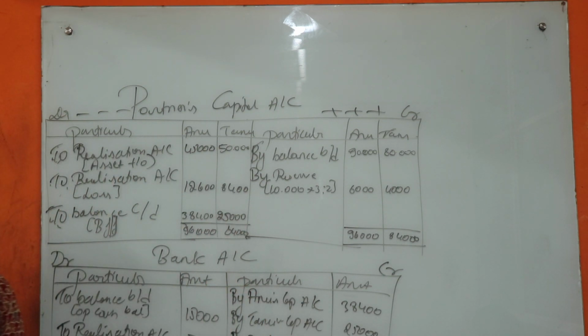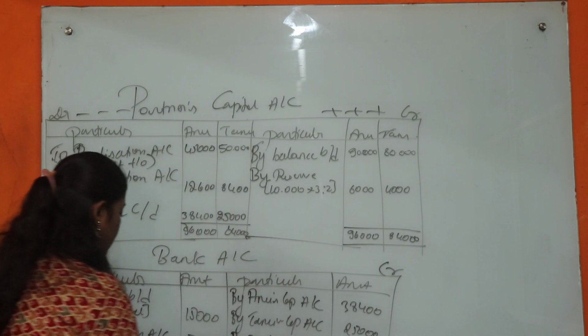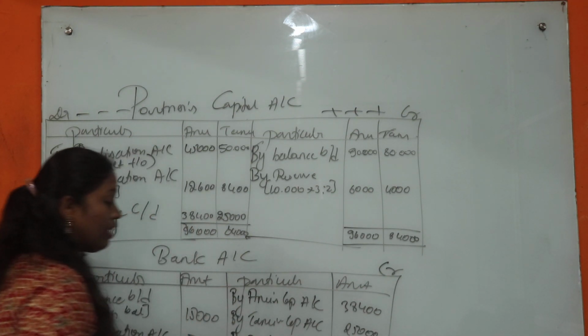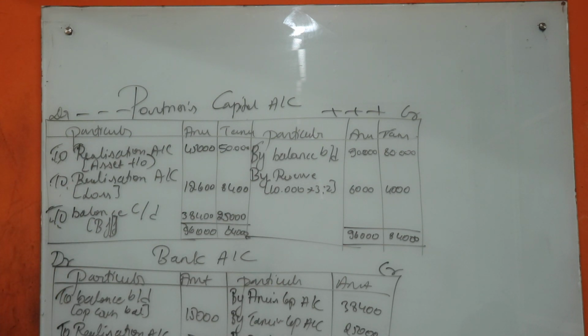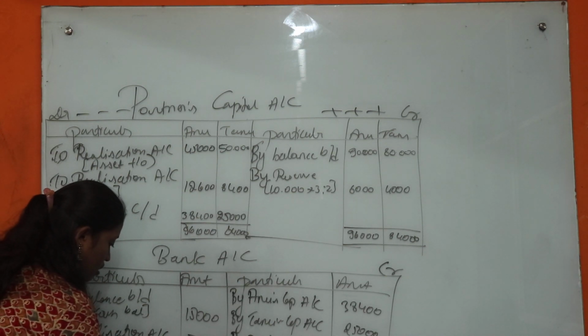Apart from that, there is no partner's loan or anything like that. So there are no other entries. Check it out. It should tally. If it tallies, whatever we have done is correct, or else we need to recheck the things over here. Debit side 66,000.